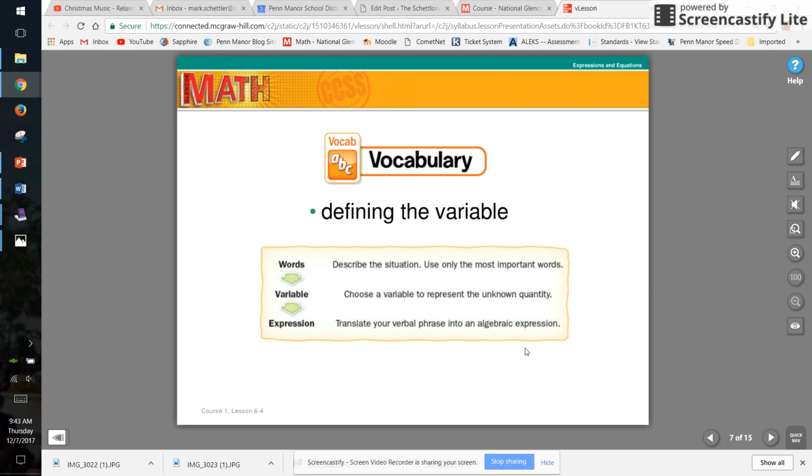I'd like to use a strategy called defining the variable, where first we're going to look at the words in our word problem, reading carefully, and take a look at the most important words, and sometimes we call them math words. We'll come up with a variable, which is, as we learned yesterday, a letter that represents an unknown quantity, or for the most part, a number. And then we're going to write an expression of our own that will help us solve the problem. Let's get to a real example.